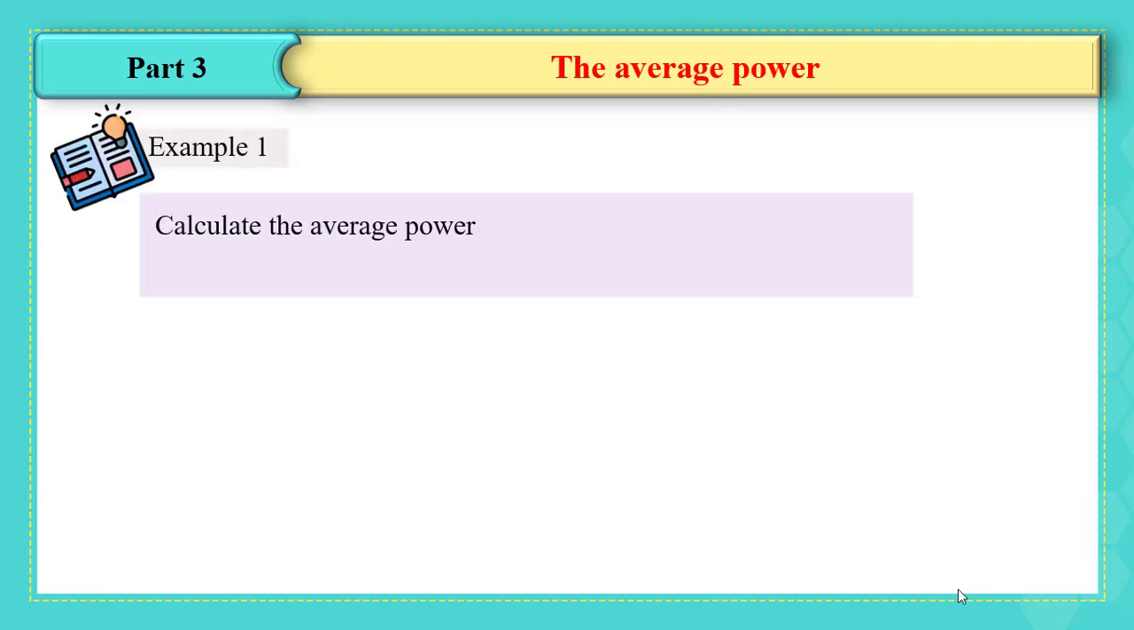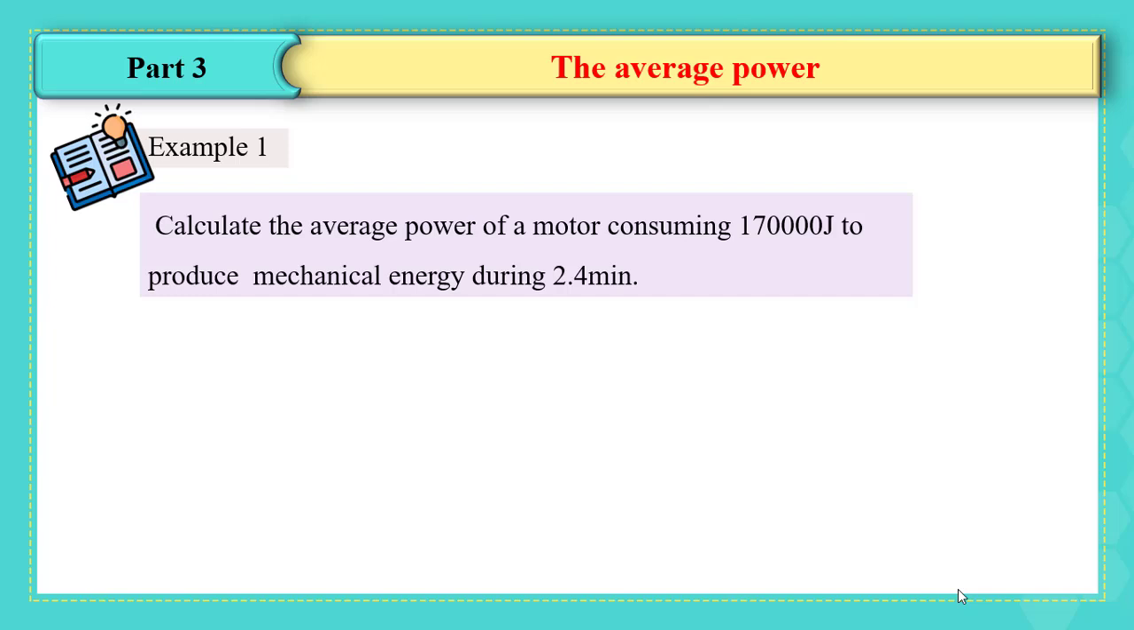Let's consider this example. The question is: calculate the average power of a motor consuming 1/70,000th joules to produce mechanical energy during 2.4 minutes. Here we can apply the rule P average equals work over delta t. Work here is given as 1/70,000th, while delta t is given in minutes. We should find it in seconds, so 2.4 times 60. Now we can calculate it and find it in watts.